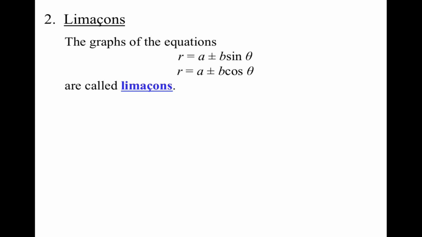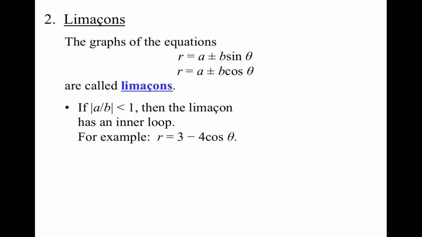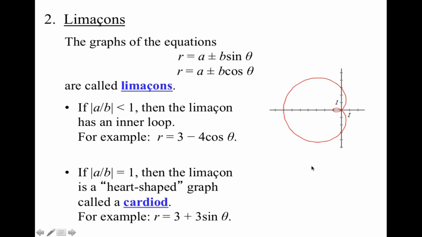Now the second type are what are called limacons. And these are in the form of the graphs where r is equal to a plus or minus b sine theta or r equals a plus or minus b cosine theta. These are called limacons. Now, if the absolute value of a divided by b is less than 1, then the limacon has an inner loop. So for example, if we were to look at the graph r equals 3 minus 4 cosine theta, we have an inner loop right here.